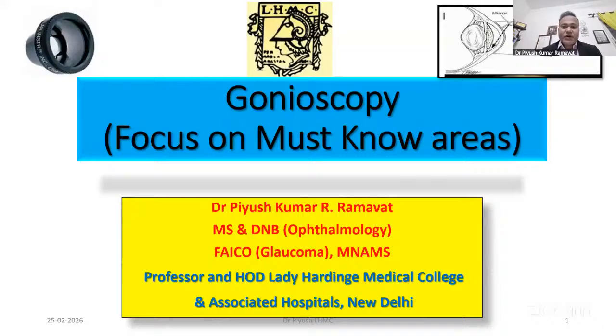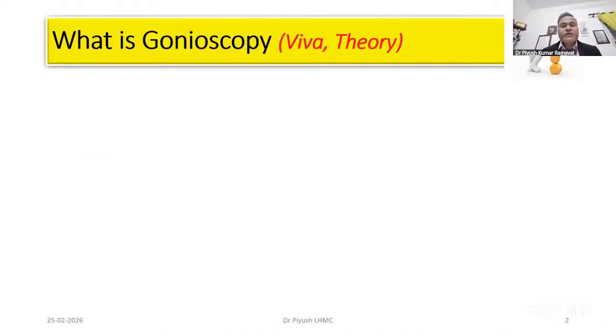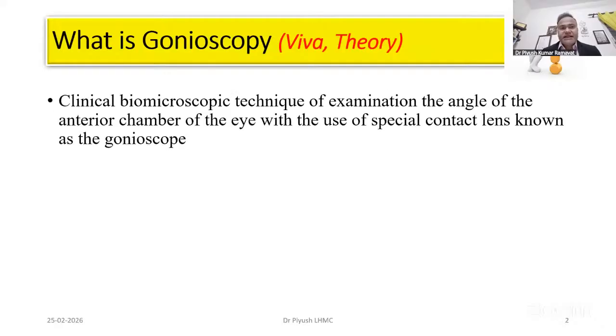So, gonioscopy is a very important investigation in case of glaucoma. It is very important in examination also, because in all cases of glaucoma, we need to do gonioscopy. It is also asked in a theory examination. So, what is gonioscopy? It's a clinical biomicroscopic technique of examination of the angle of the anterior chamber of the eye with the use of a special contact lens known as a gonioscope.